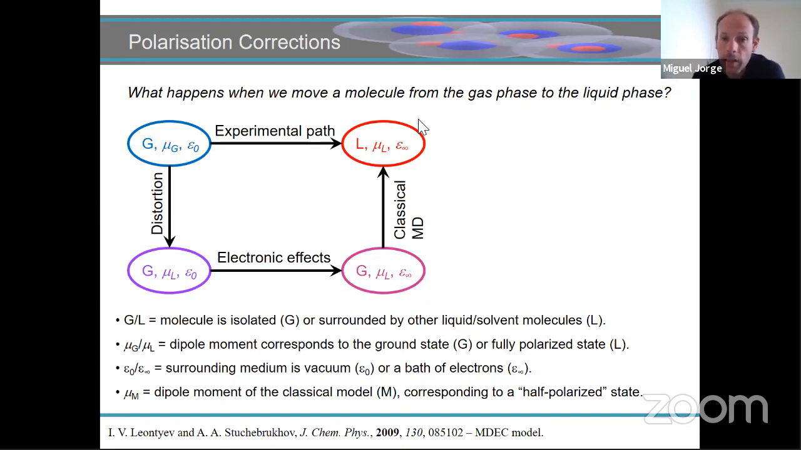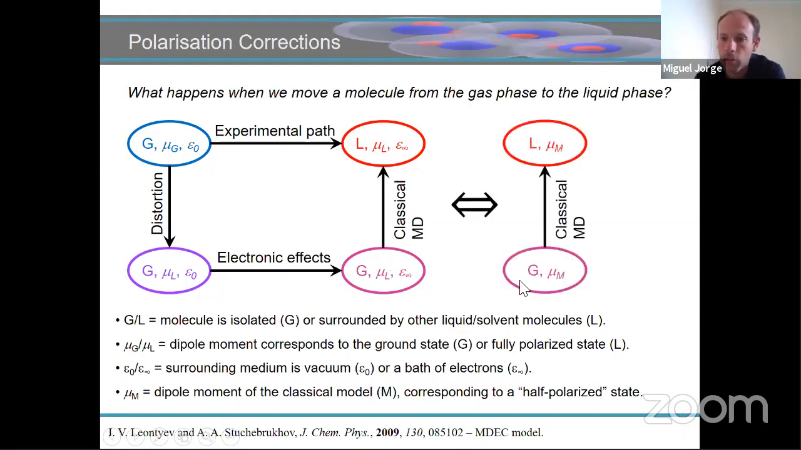But that's not everything. The key concept here is that there are two effects, distortion and electronic effects, that are not captured by classical fixed charge force fields. There's another subtlety which I should mention: when you actually do a simulation of a liquid state, you don't simulate something in a bath of electrons, you simulate it in vacuum. And so you have to scale down the charges relative to the charges of the real liquid molecule. You use a toned down version of the liquid molecule, what we call the dipole moment of the model. So mu M is lower than mu L and higher than mu G.